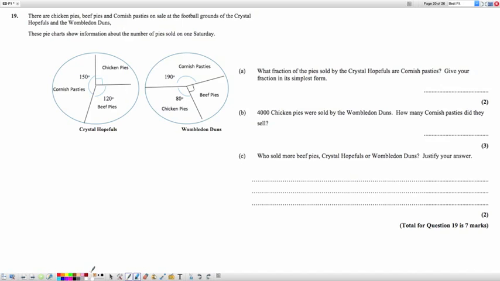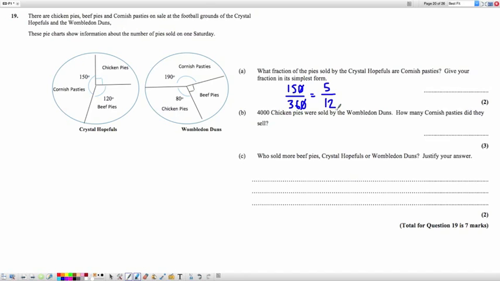Question 19. There are some chicken pies, beef pies and Cornish pasties on sale at the football grounds of the Crystal Hopefuls and the Wimbledon Duns. These pie charts show information about the number of pies sold on one Saturday. What fraction of the pies sold by Crystal Hopefuls here are Cornish pasties? So here we can see Cornish pasties is 150 degrees out of the 360. We can cancel here and here and then see that both these numbers are divisible by 3. So we can simplify to 5 over 12.